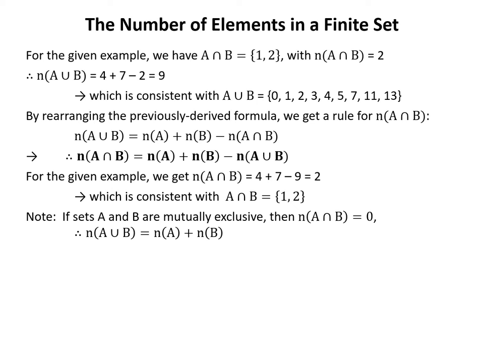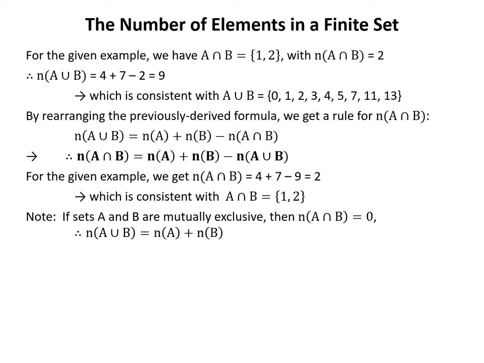So for the given example that we've been working with, we would get the number of elements in the intersection equal to 4, that's the number of elements in A, plus 7, which is the number of elements in B, minus 9, which we previously worked out to be the number of elements in the union.